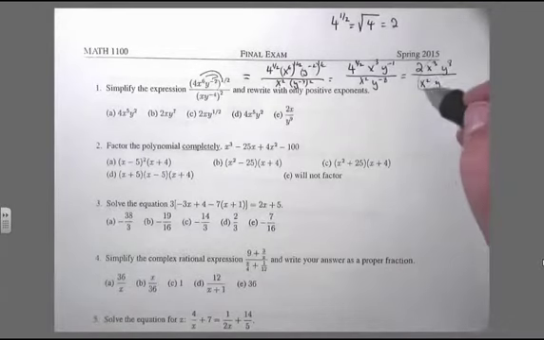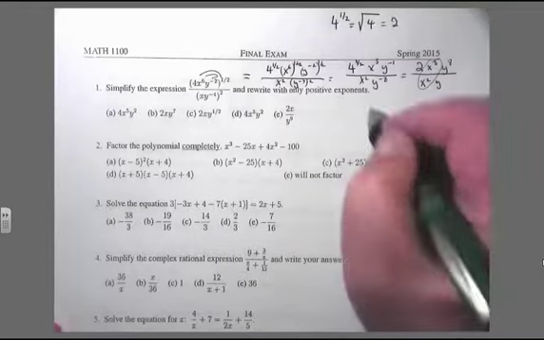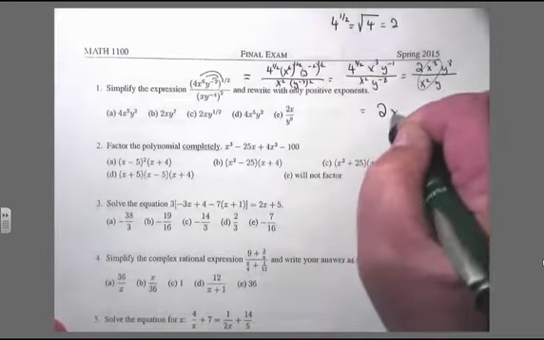What exactly is x cubed divided by x squared? When you divide, what do I get to do with the exponents? Subtract. 3 minus 2 is 1. So this would be 2 times x to the first.